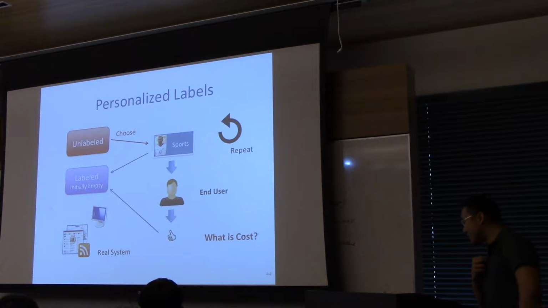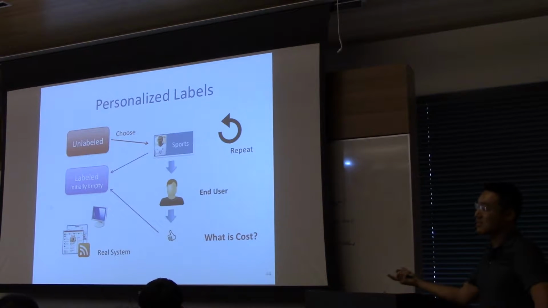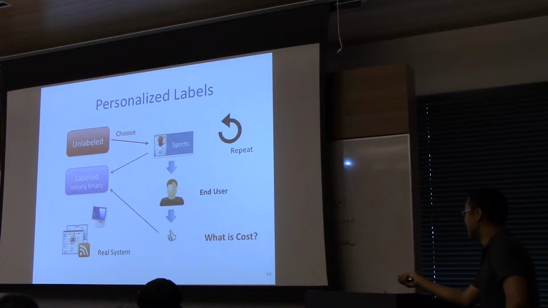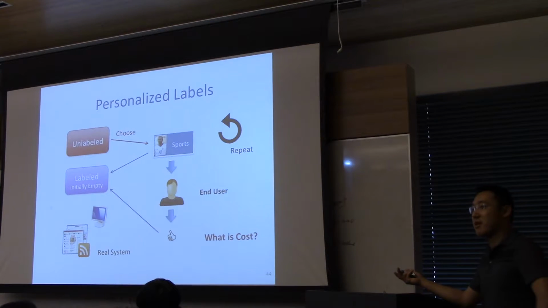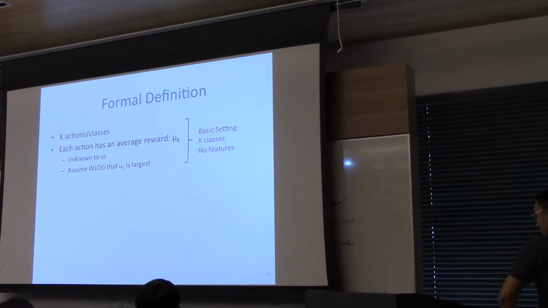So one question to ask is, well, what is the cost in this setting, right? Because we're not paying users money to use our system. What is the actual cost that we pay? How do we quantify how efficient we are? And that is what the multi-armed bandit problem seeks to formalize.